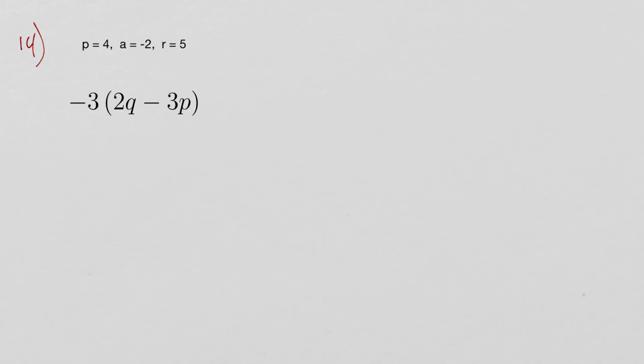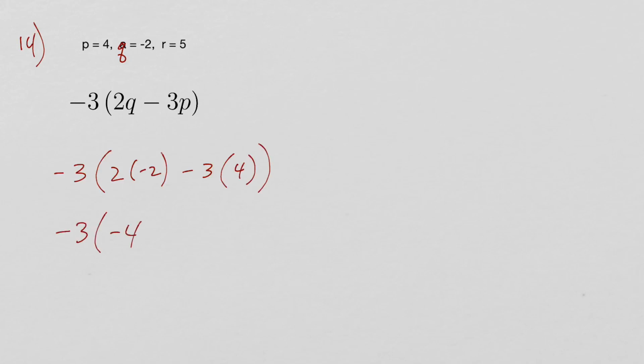Okay, we've got here negative 3 times 2q. Oops, this is a q here. So that's times negative 2 minus 3 times 4. So this is negative 3 times negative 4 minus 12, or negative 3 times negative 16. So the answer here is 48.